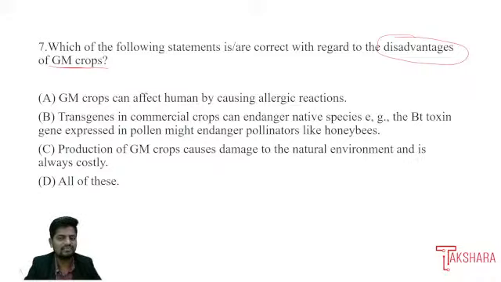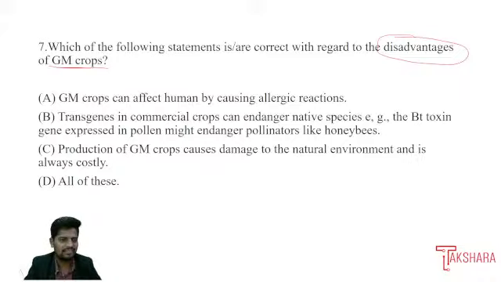If insects are not present, there is no pollination, and without pollination there is no production of a new seed or a new fruit. But these genetically modified crops have affected some kinds of pollinators, for example honeybees and insects, giving different types of effects. Okay, so statement 2 is also a correct one.